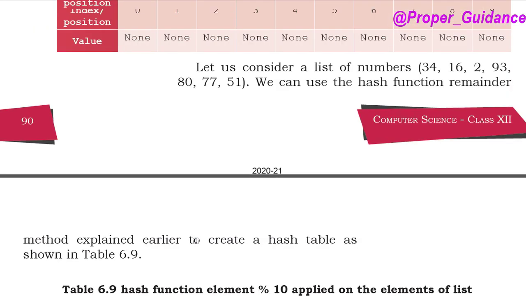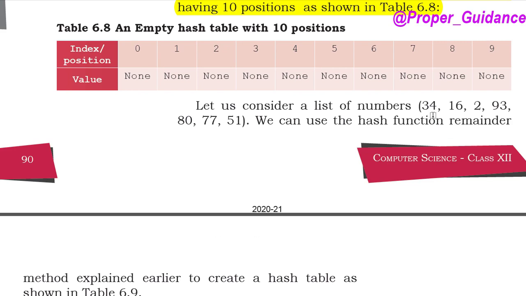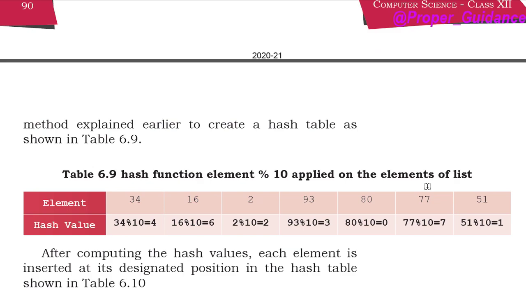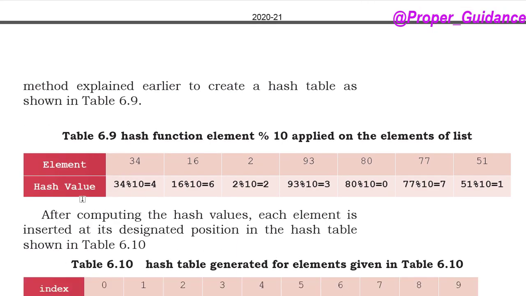What we have to do? Look here, the first element is 34. Now 34 modulus 10 we will get 4. 16 modulus 10 gives 6, and so on. Hash values will be 4, 6, 2, 3, 0, 7 and 1, and the elements are 34, 16, 2, 93, 80, 77 and 51. Hash value along with the element.